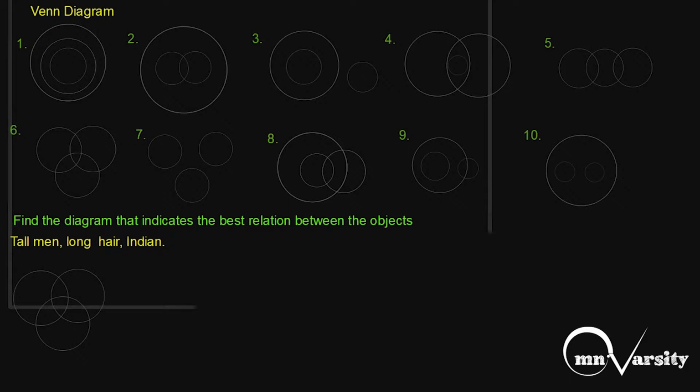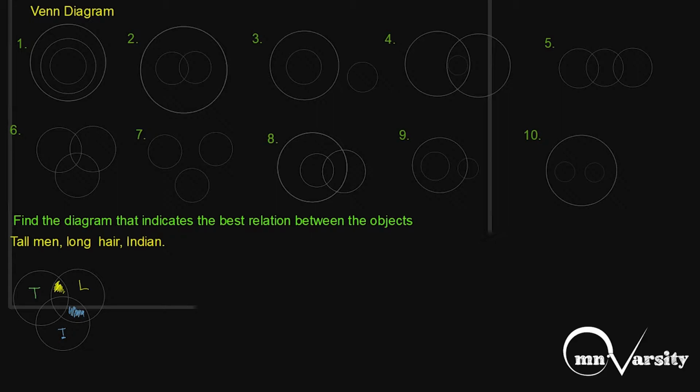So let's take the first circle for tall men. Some tall men can have long hair and they can even be Indian. Let the second circle be for long hair. So there can be tall men with long hair and we define it using this intersection. Let the third circle be of Indian. People with long hair can be Indian too. So this intersection shows long hair and Indian.